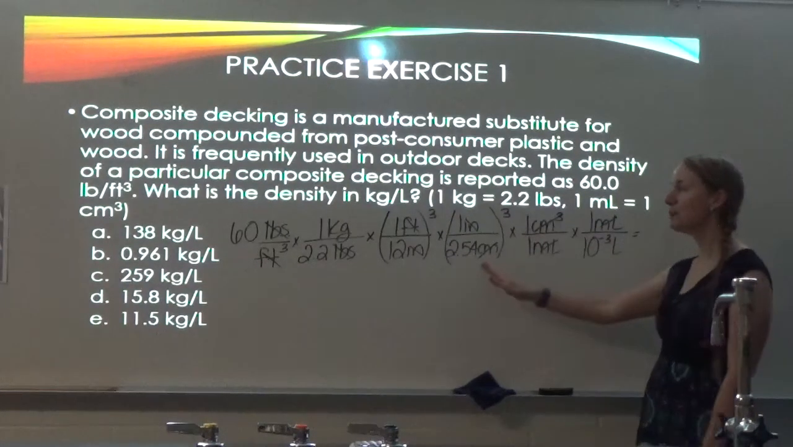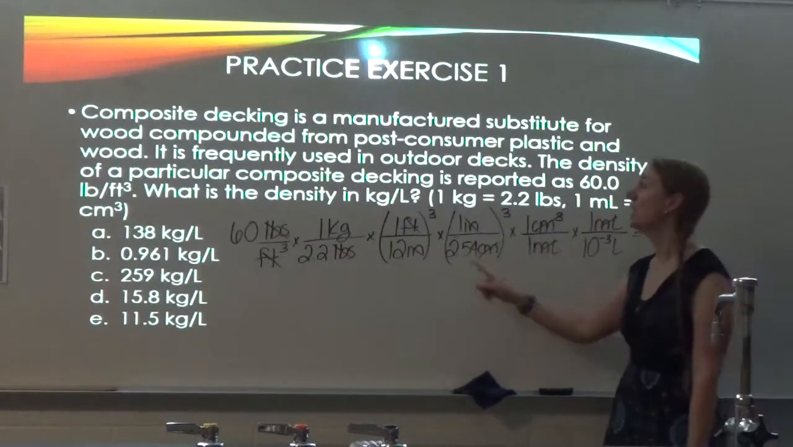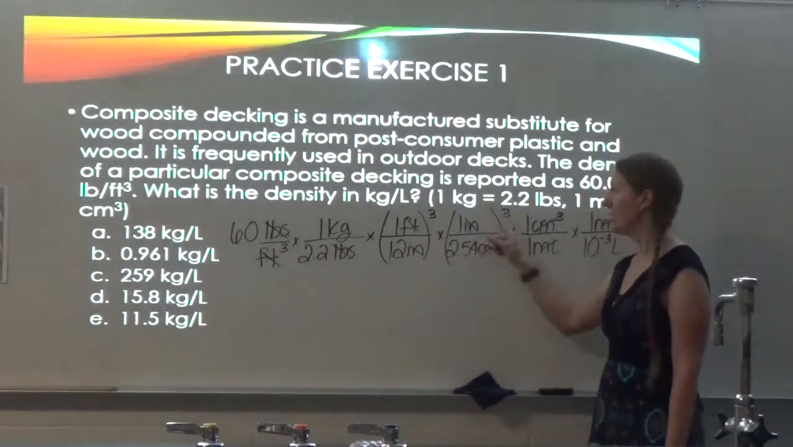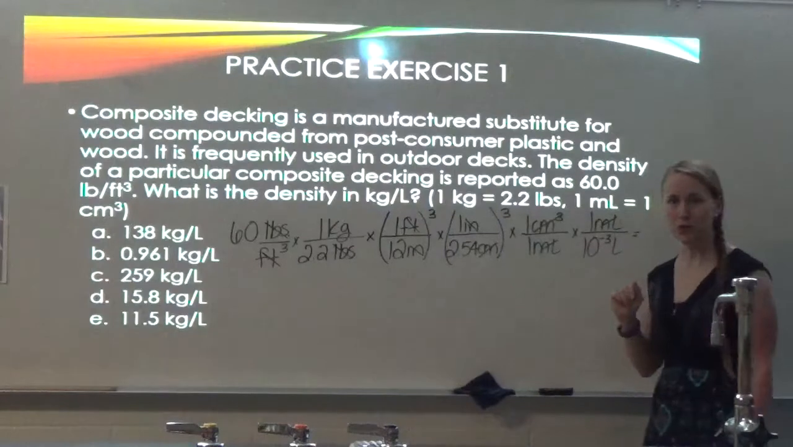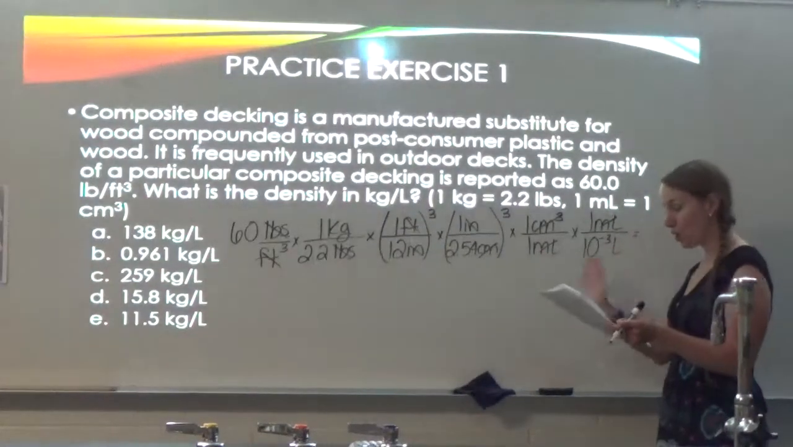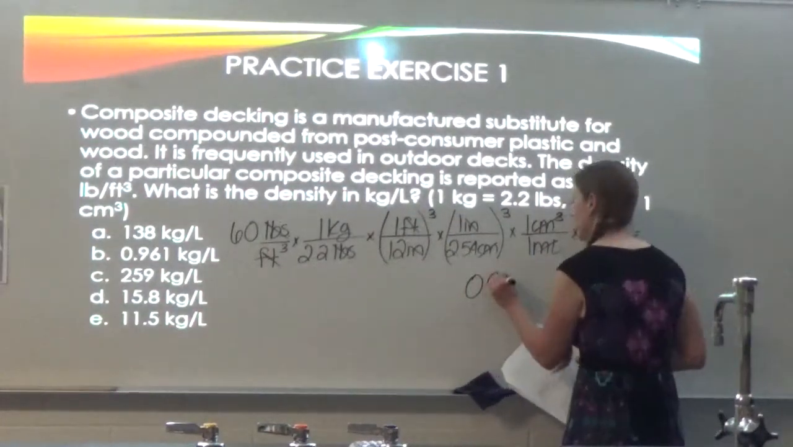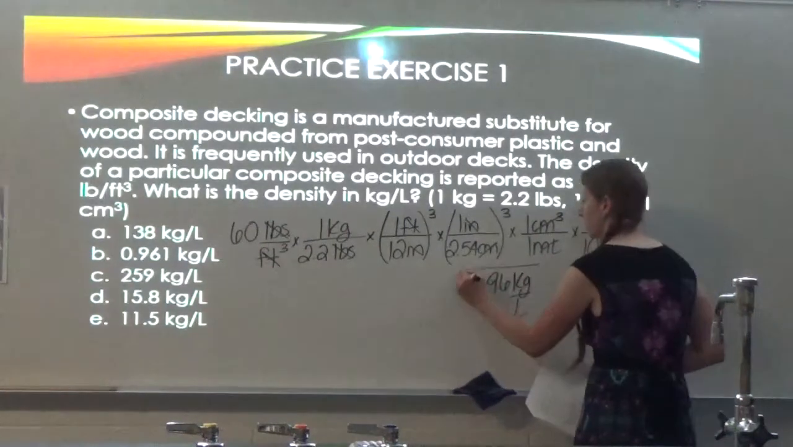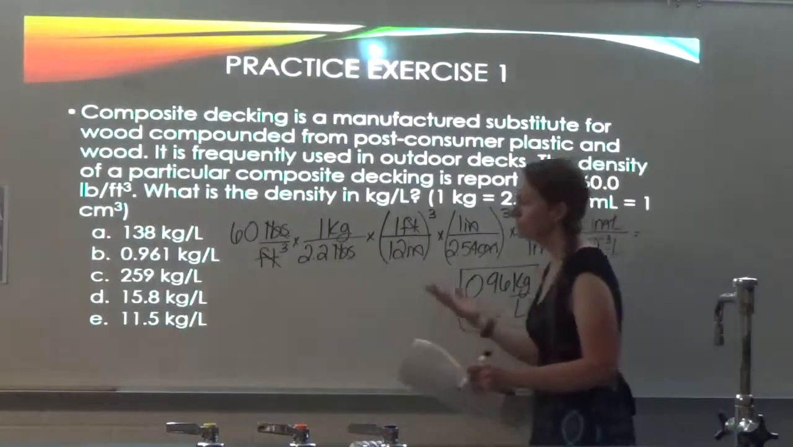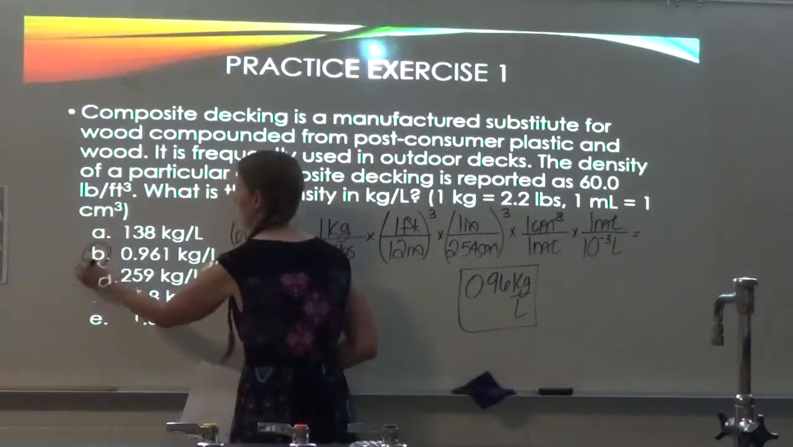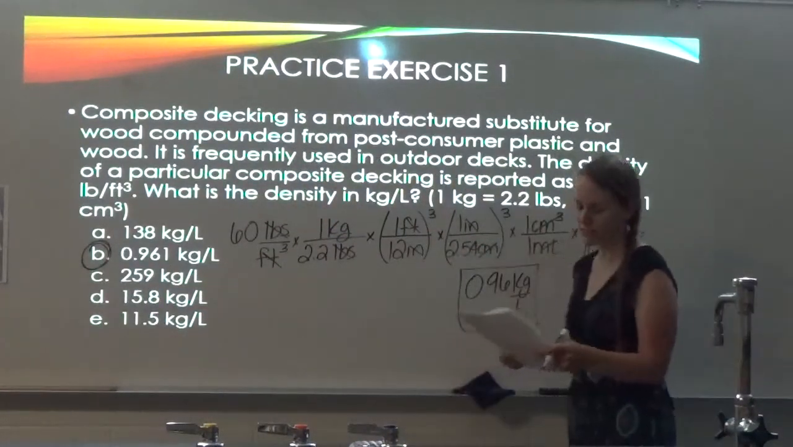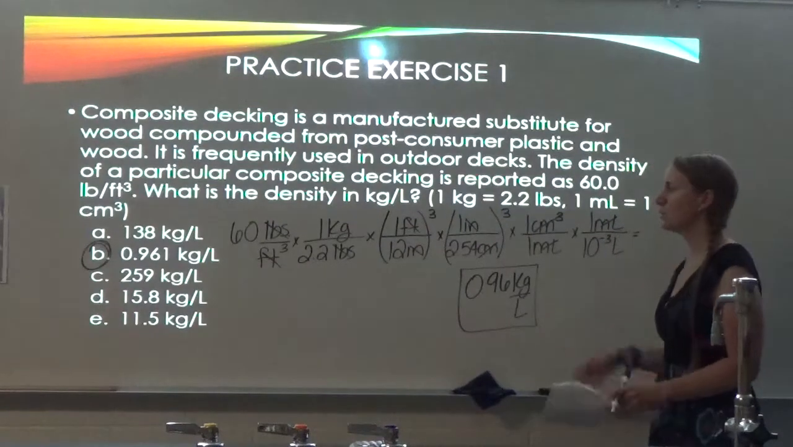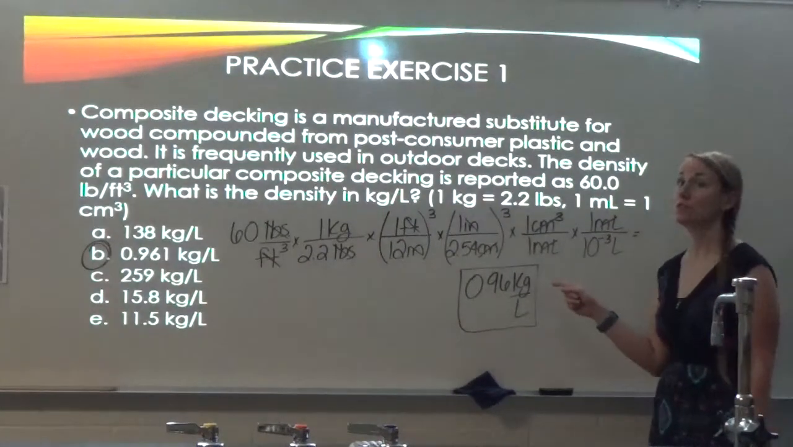So take a moment to plug all this into the calculator. Don't forget to cube the 12 and cube the 2.54. Alright, so once I did all that, I got 0.96 kilograms per liter. So then I look over here, and obviously that's pretty much B. I just cut off 1 more decimal place. Alright, so if you got that one right, you are super awesome.